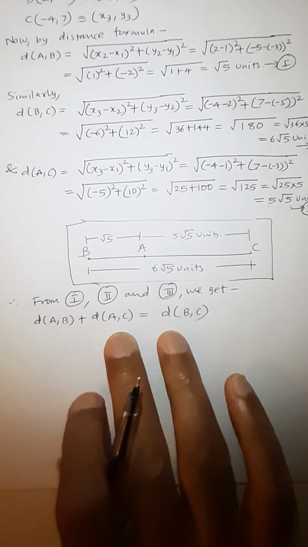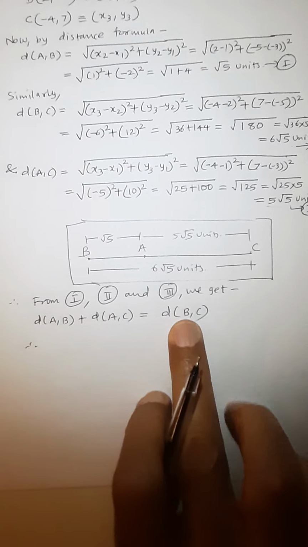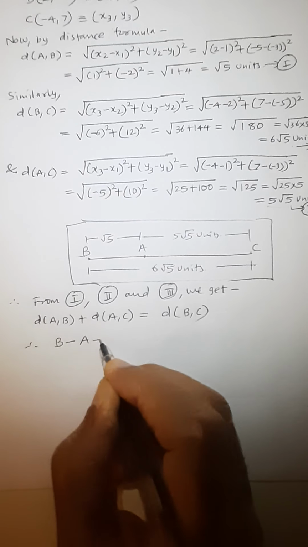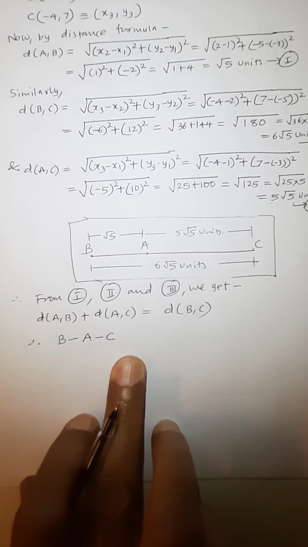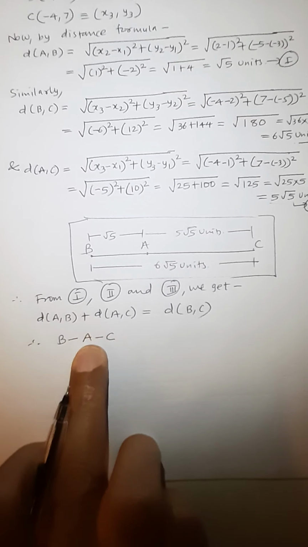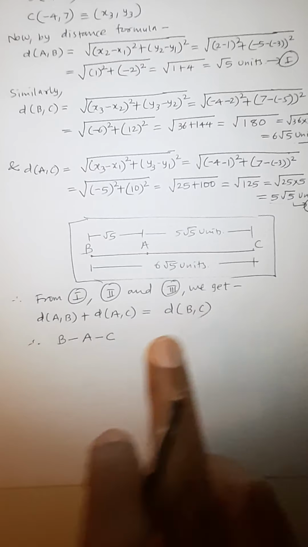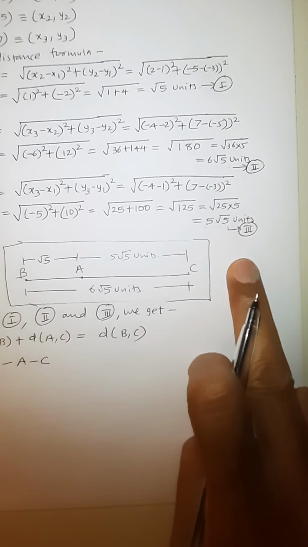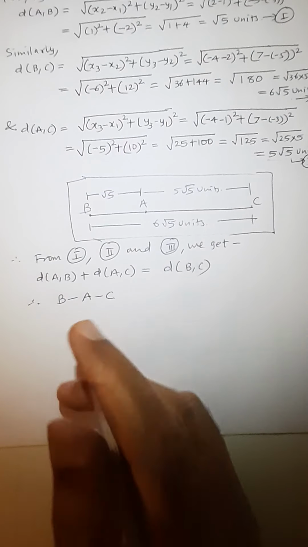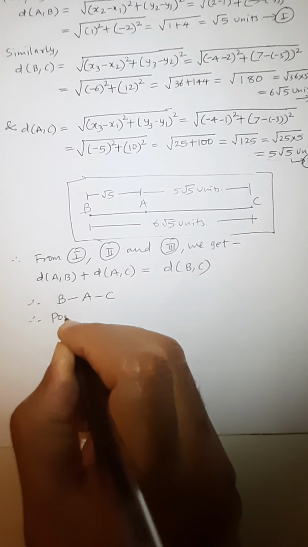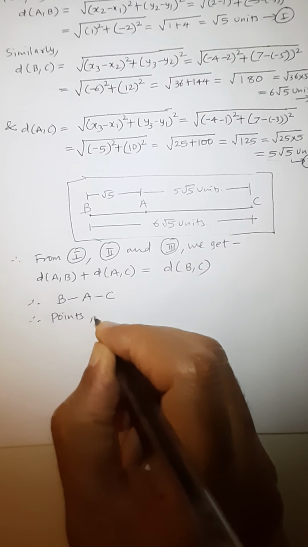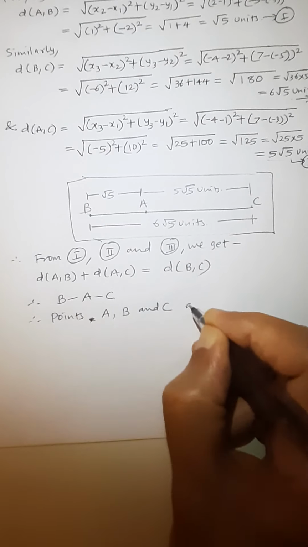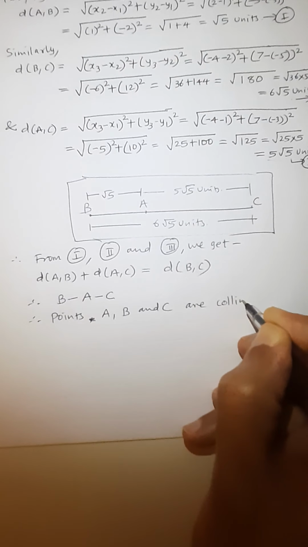Now if this is the case, then we can say that this is the biggest distance BC. So which point must be in between? A must be in between. B, A, C. We got this because of this result, and we got this result because of these three results which we got here, 1, 2 and 3. Understand? B, A, C. Therefore what can we say? Therefore points A, B and C are collinear points.